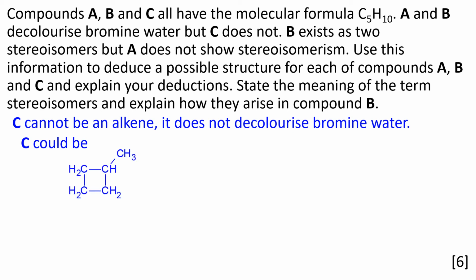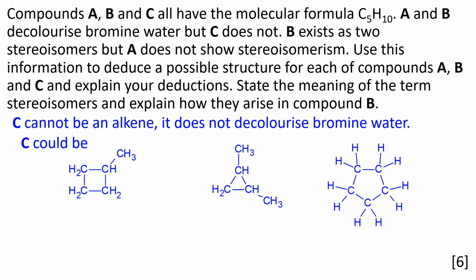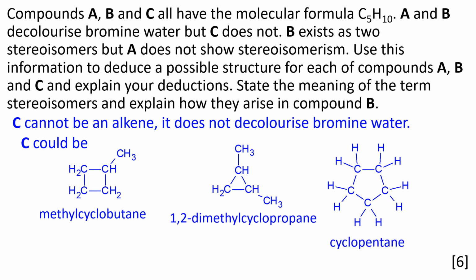So one example of a cyclic alkane could be something like methylcyclobutane, as was shown there, or 1,2-dimethylcyclopropane or cyclopentane. There is another isomer that I haven't put on there, but if you want to have a go at that, if you want to give me the name of that, or maybe draw a picture and put it in the chat, bonus points for that. And here are the names.